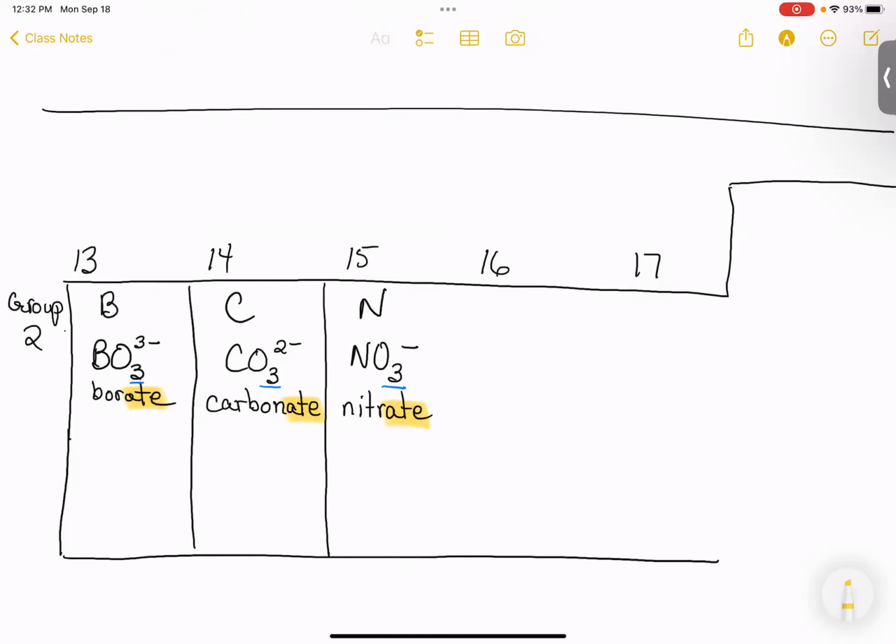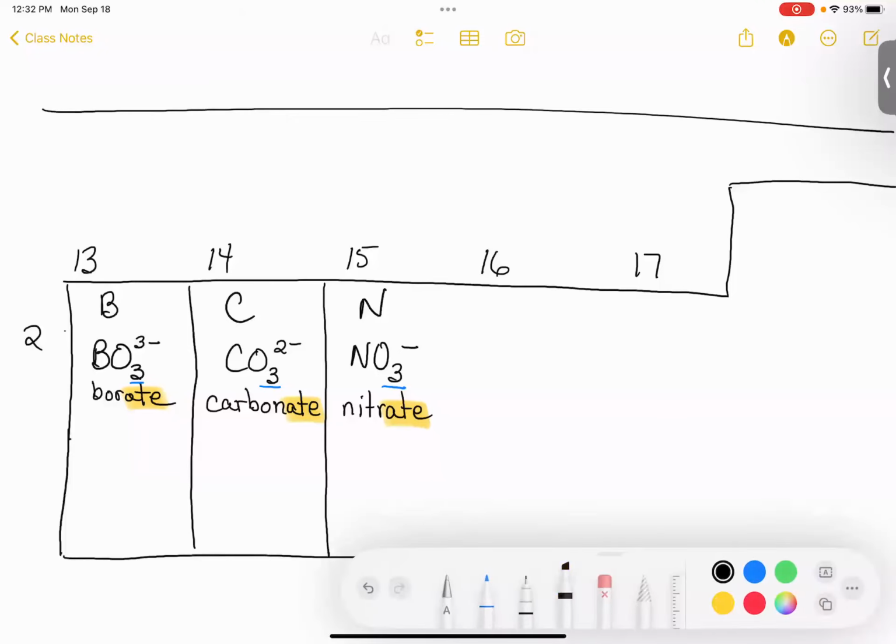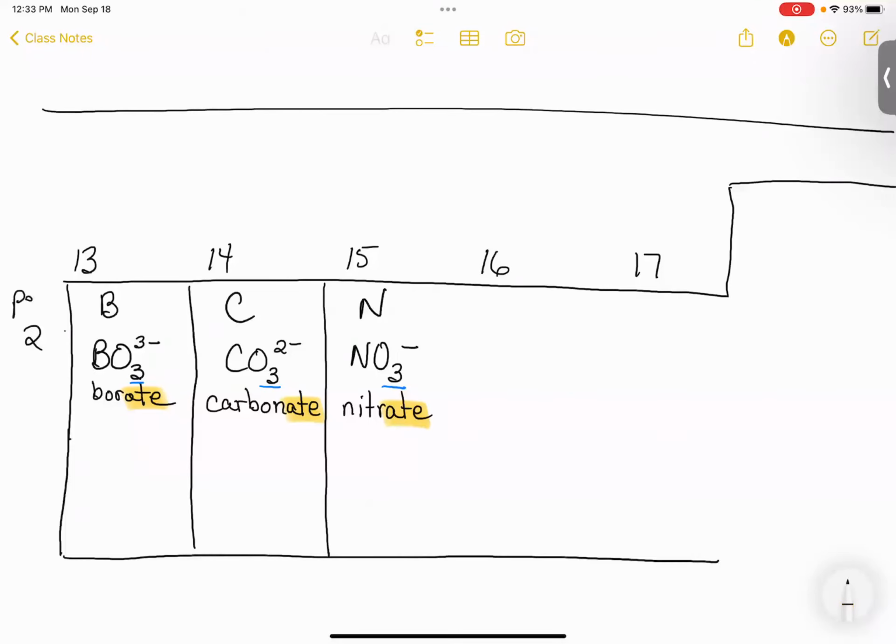Oh, wait, there's a note there. In period, not group. In period two, three oxygens, ends in ate.